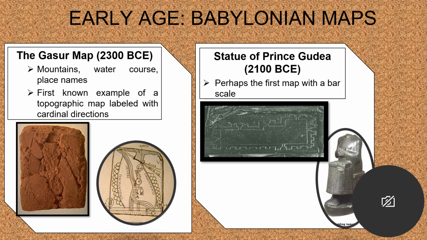Mountains, watercourses, and place names: it was the first known example of a topographic map labeled with cardinal directions. So this was the first known topographical map, made in the early age. Next we have the statue of Prince Gudea, and it was the first map with a bar scale.